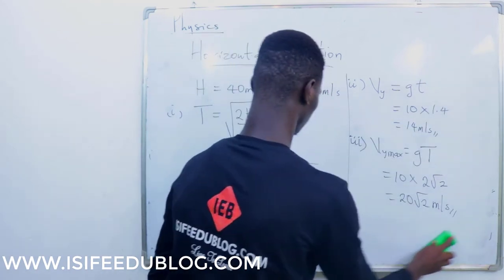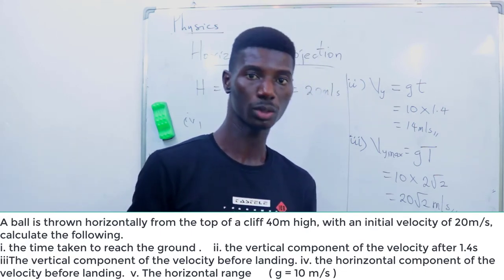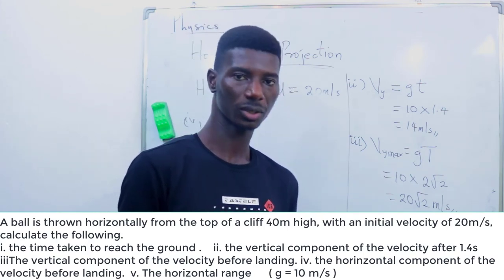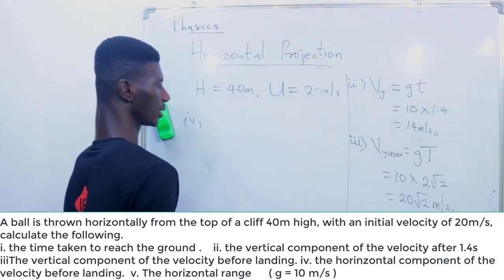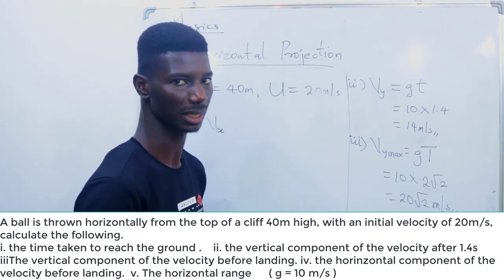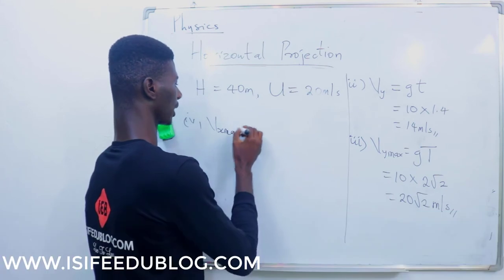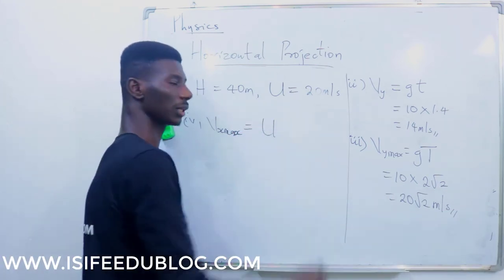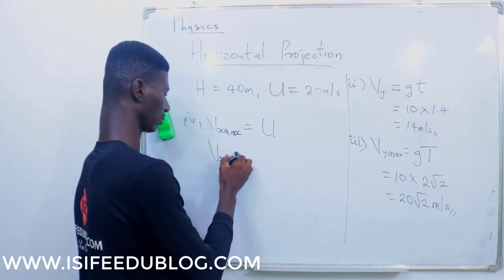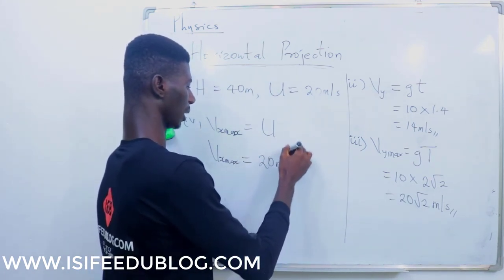Now, question IV says that we should calculate the horizontal component of the velocity before landing. So what is the horizontal component? We are talking about x. Is it ordinary Vx or Vx max? It is Vx max because they said what? Before landing. And this is constant. We are told from the beginning of our video that this is equal to u. There's nothing to solve. Therefore, Vx max is simply 20 meters per second.